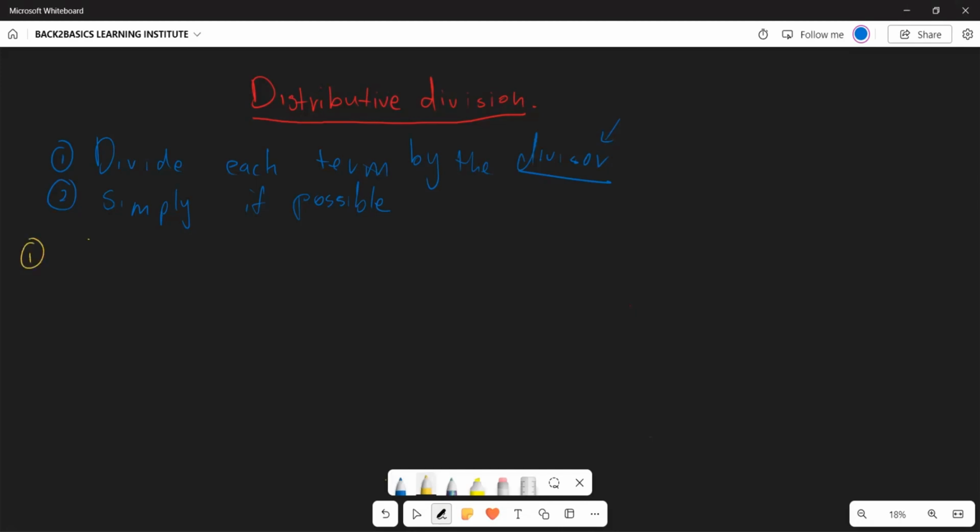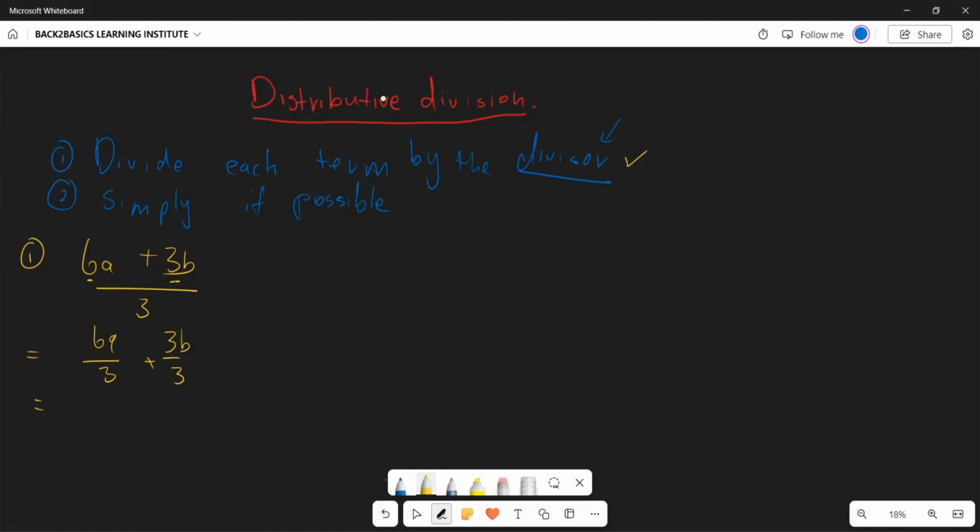Now let's say this is 6a plus 3b over 3. For you to divide here, you're going to follow the first step, which is divide each term by the divisor. Which means you're going to take this term and also this term and divide them. So this is going to be the same as 6a divided by 3 plus 3b also divided by 3.